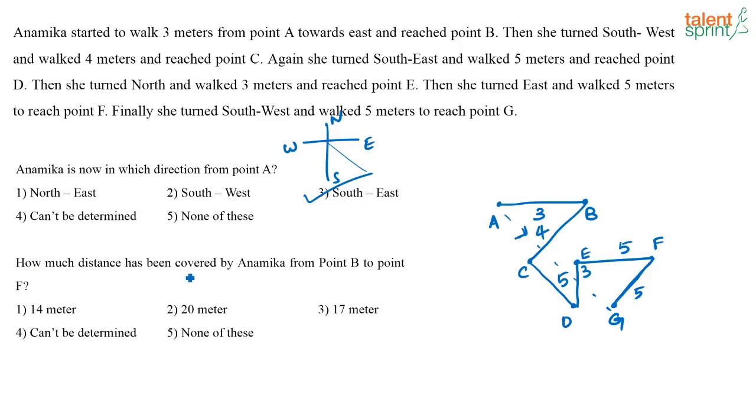How much distance has been covered by Anamika from point B to point F? See, they are asking what is the distance that she has covered while walking. So how will you calculate that? From B to C, 4 meters. C to D, 5 meters. Again 3 meters here and 5 meters here. So the total distance that she has covered from point B to point F is nothing but 4 plus 5 plus 3 plus 5, which is equal to 17 meters. So the answer for the second question is option 3, that is 17 meters.